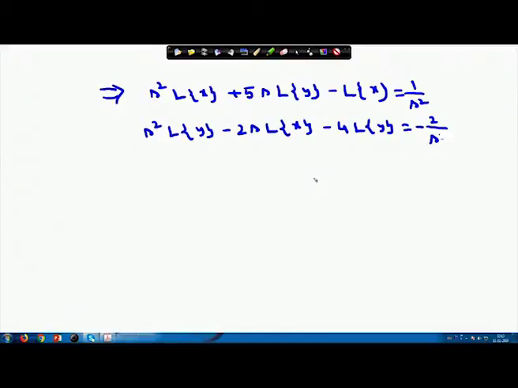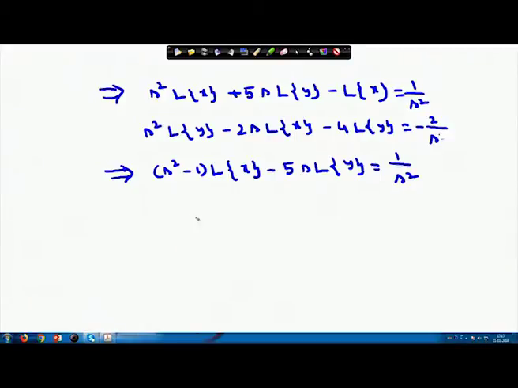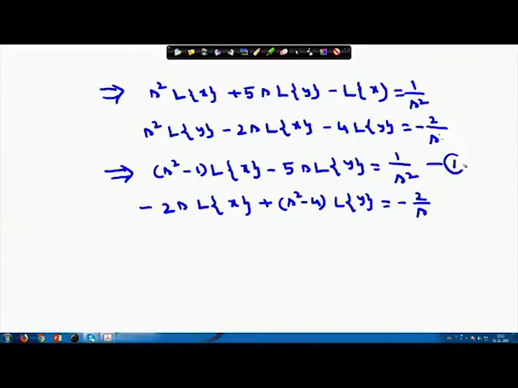Now if I simplify a little bit, I will obtain s square minus 1 into Laplace transform of x minus 5 s into Laplace transform of y, this equals 1 by s square, and minus twice s Laplace transform of x, and plus s square minus 4 into Laplace transform of y, this equals minus 2 by s. So, this is your equation 1, this is your equation 2.